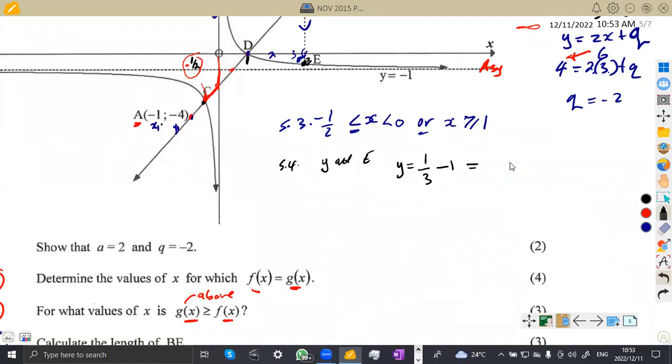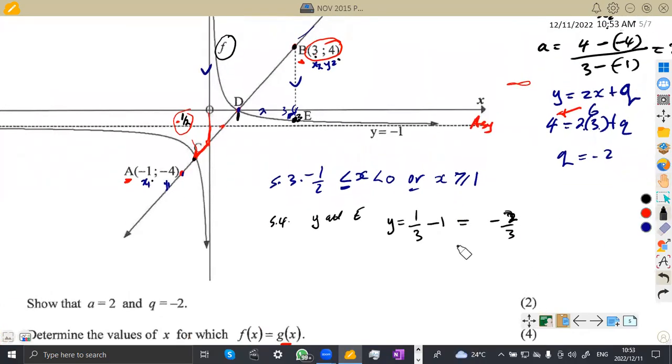That's negative 2 over 3. All right, negative 2 over 3. So to find the distance, we are going to subtract the points, because this is the value of y here. So the distance BE is just going to be the y value at point B minus the y value at point E. The y value at point B is 4, so it's 4 minus the y value at E, which is negative 2 over 3. You can work that out on your calculator, but that's 4 and 2 over 3.